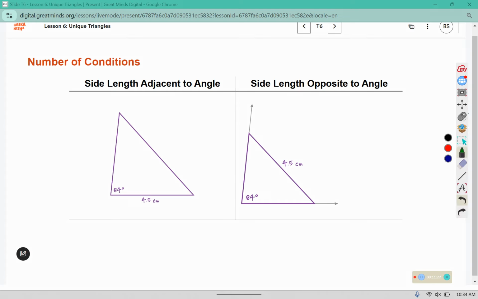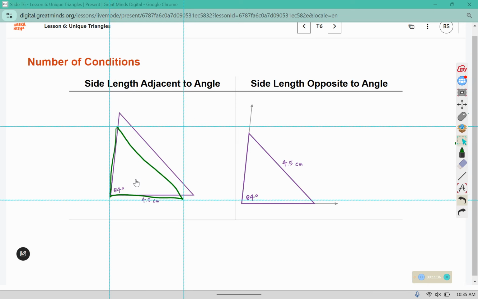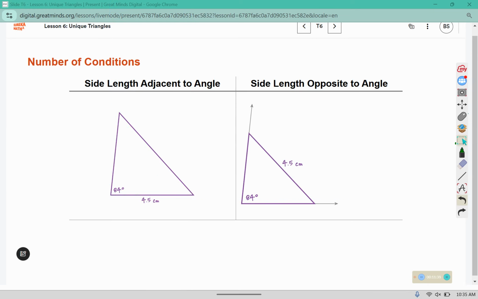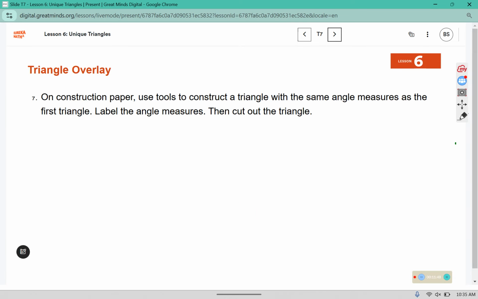If we tried to trace this triangle and move our tracing paper over, we would see that these two triangles are not identical. So using just one angle and one side length is not enough to guarantee that we will get the same triangle. This says on construction paper, use tools to construct a triangle with the same angle measures as the first triangle. Label the angle measures, then cut out the triangle.